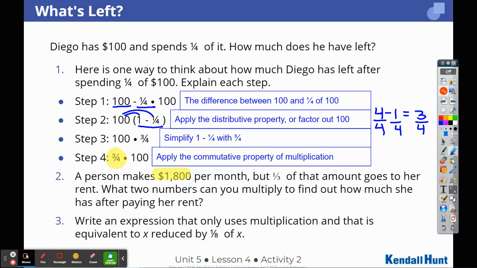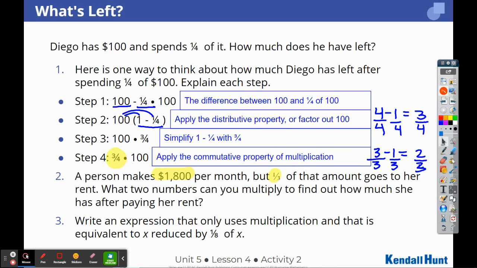If a person makes $1,800 per month, but a third of that is going into rent, what two numbers will we multiply to find out how much she has left after paying rent? Well, we're going to have the $1,800, but instead of the 1/3, we're going to find the difference of that. So my part to whole is 1 to 3. So I'm going to do 3 minus 1 equals 2. So that tells me that 3/3 minus 1/3 is 2/3. So I'm going to multiply by 2/3 instead of 1/3.